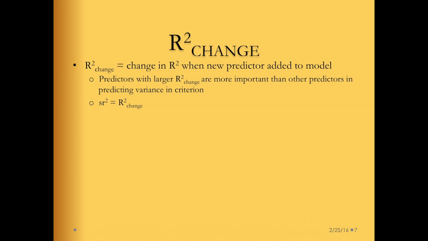The final statistic we can discuss to understand the importance of individual predictors in a model is the change that occurs in the coefficient of multiple determination. Big R squared change is the change in R squared that occurs when a new variable is added to an equation or to the model. R squared change becomes an important statistic when we use model building methods that enter variables in steps rather than all at once. We will discuss these various methods of model building later in subsequent presentations. All things being equal, the predictor with the largest R squared change is the most important single predictor in the model. As noted earlier, the square of the semi-partial correlation equals the change in R squared that happens when a variable is added to a model.